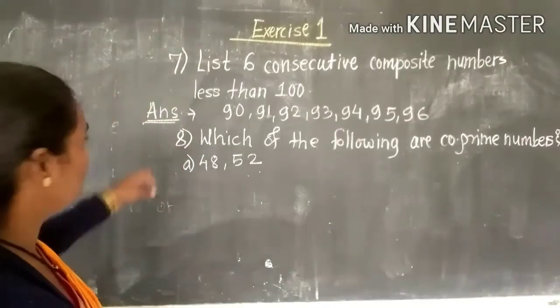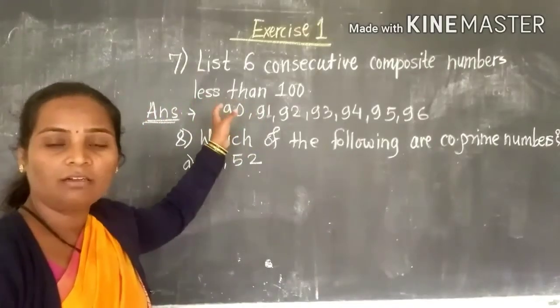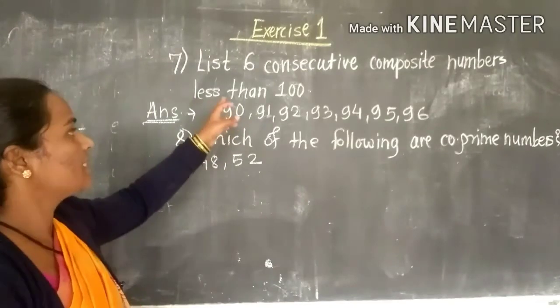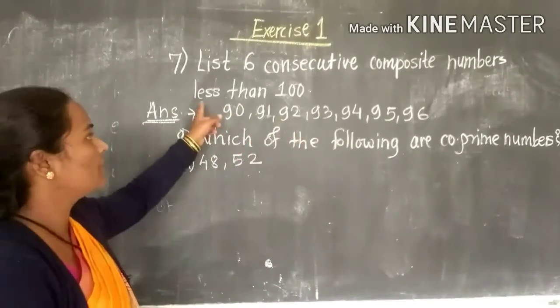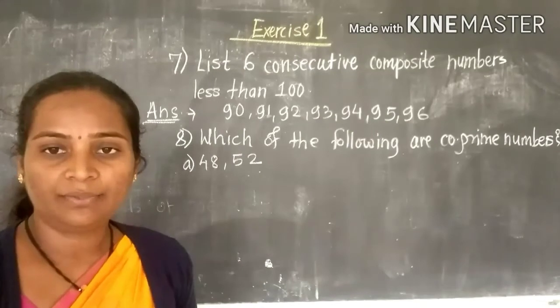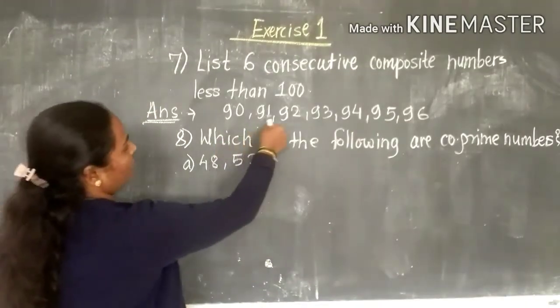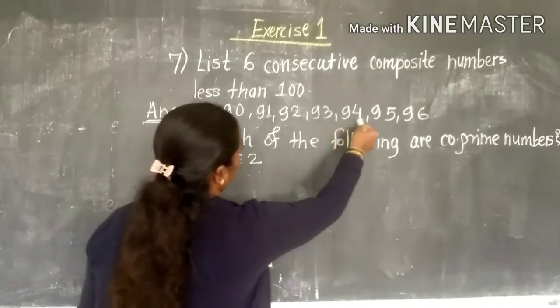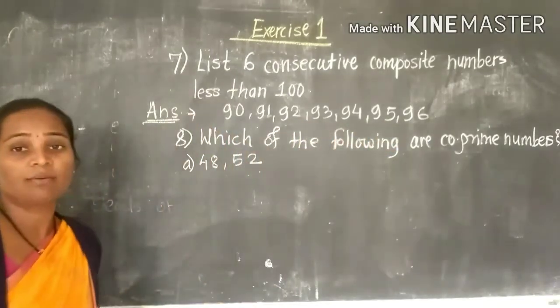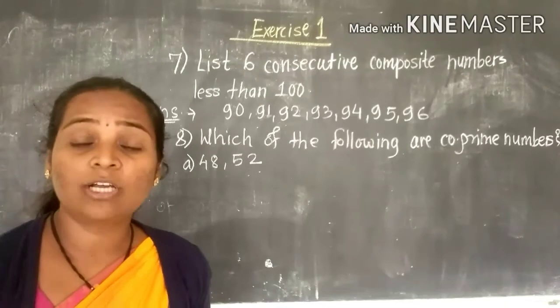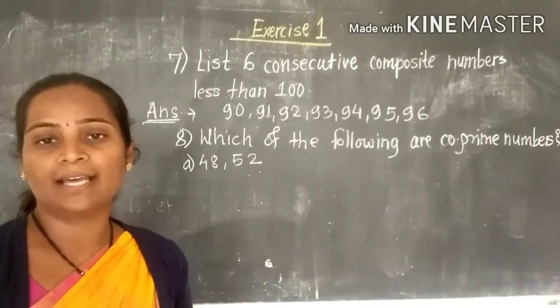Here is question number 7. List 6 consecutive composite numbers less than 100. We have to write those numbers: 90, 91, 92, 93, 94, 95 and 96. These are consecutive composite numbers less than 100.